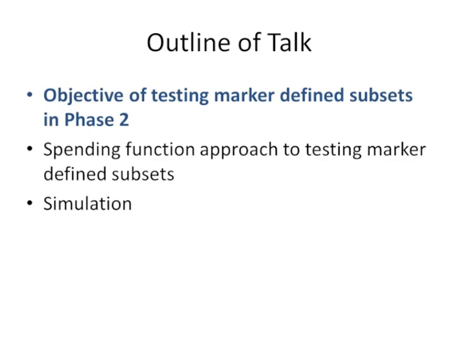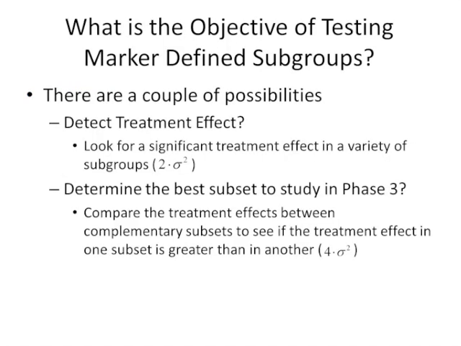Okay, so we will start with the objective of testing in Phase 2. When thinking about how to set up the test for marker-defined subsets, two basic objectives or approaches come to mind. One approach is to simply test for a treatment effect in each marker-defined subset. That is, in each marker-defined subset, we compare PFS in the treatment group with PFS in the control using the log rank test.